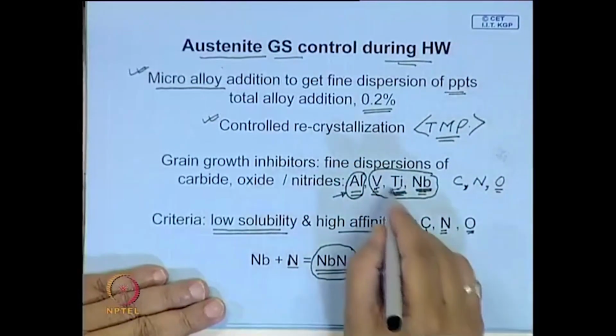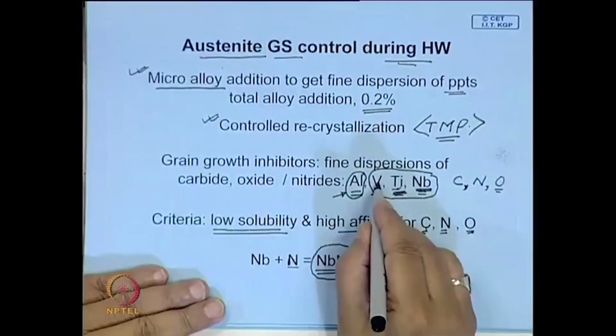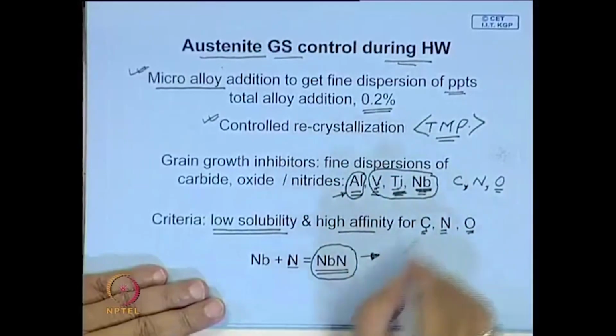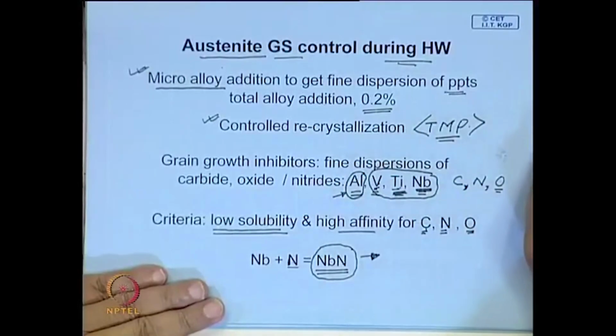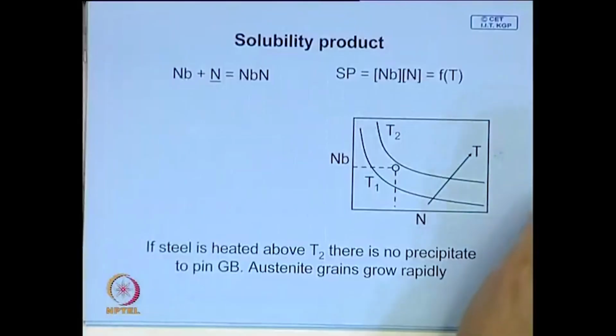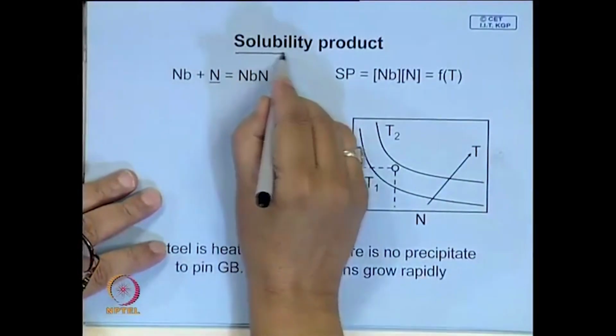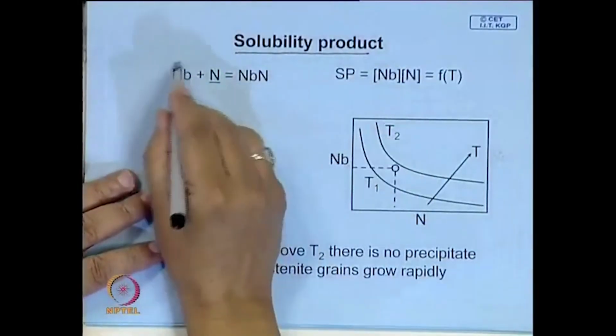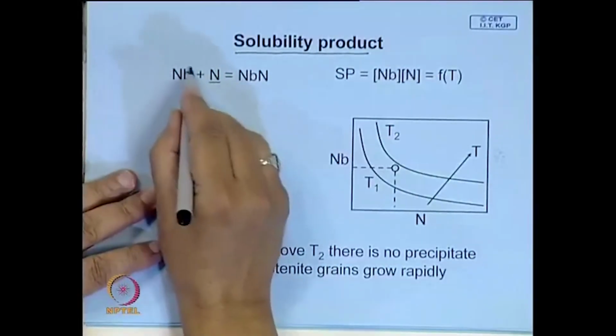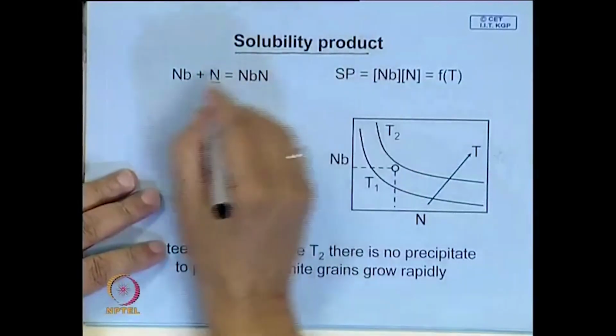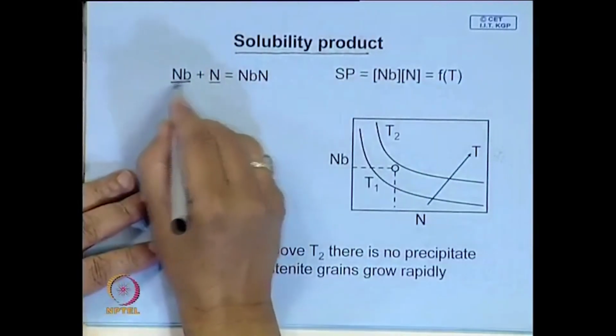Not only niobium, there may be other alloy elements, one or two, vanadium, titanium. So, how you can control the formation of each of these carbonitrides during hot working is the key to thermomechanical processing. Now, let us talk about the solubility product. We said that these are soluble in steel in a very low amount.